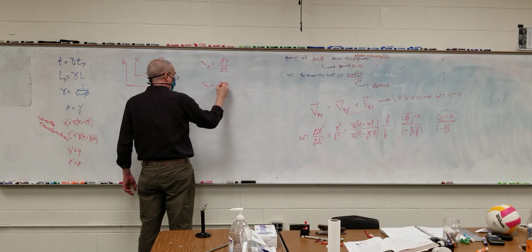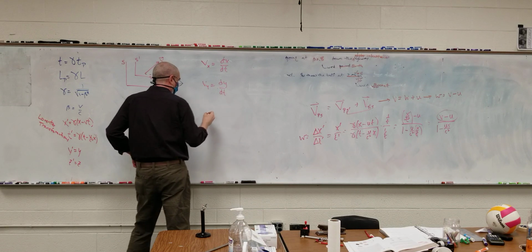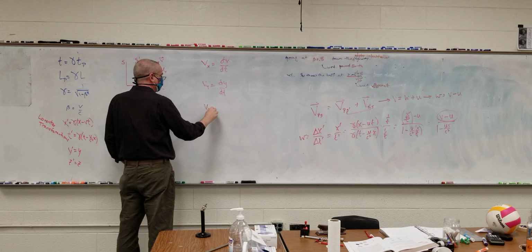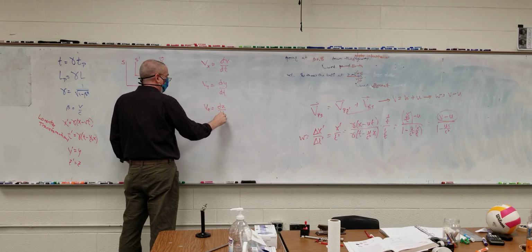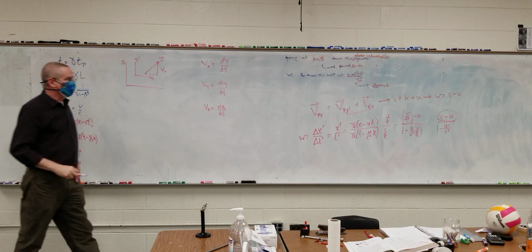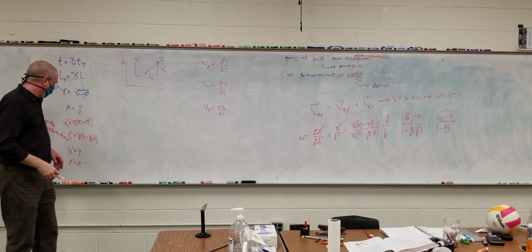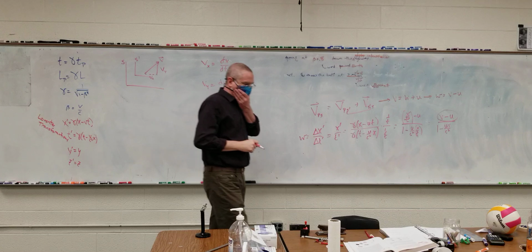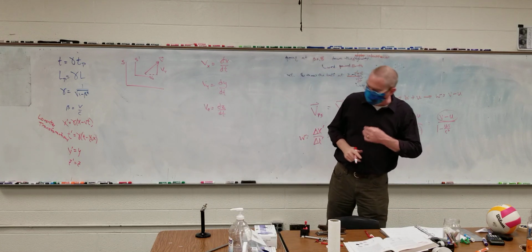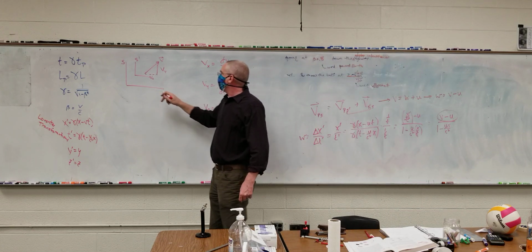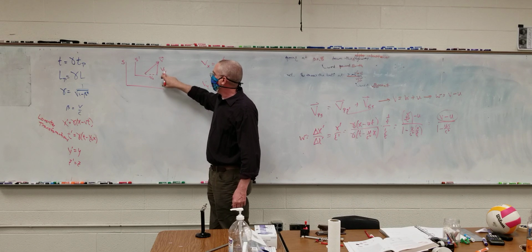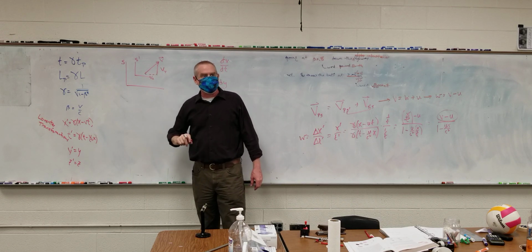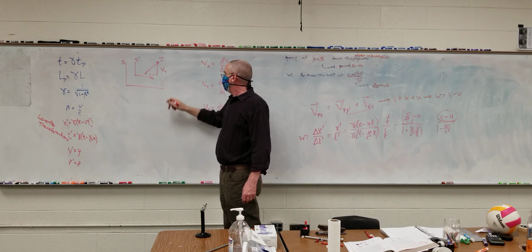Vy is dy/dt, and Vz is dz/dt, assuming x, y, and z are positions, like we have over here. Now, what I want to derive here is the relationship between this Vy in the prime frame and Vy in the S frame.